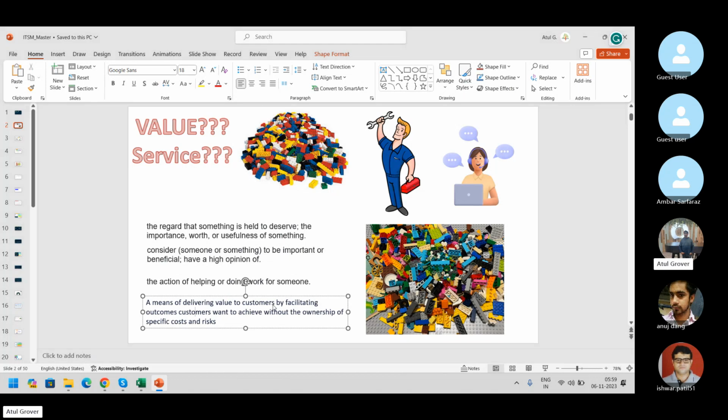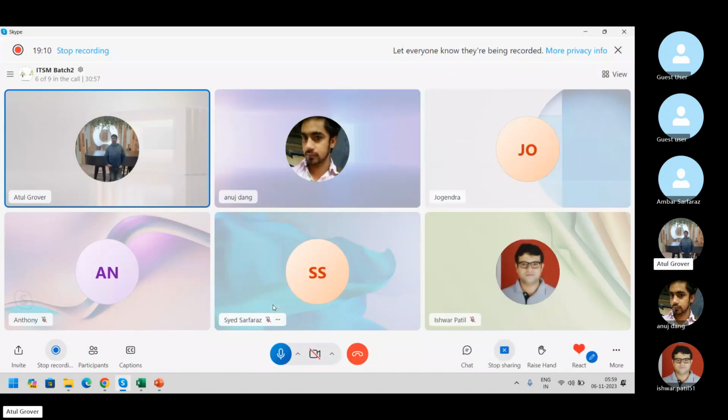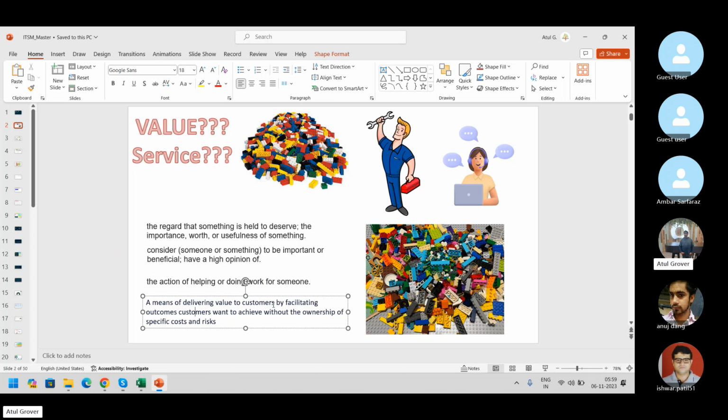What do you want to achieve? If I say in a crunch, all the 5 people want to achieve only one value: that, Atul, we should become good and perfect in the ServiceNow ITSM domain. We should be able to understand the basics and the implementation part of ITSM. This is the value everybody wants to achieve without the ownership of the specific cost and the risk.